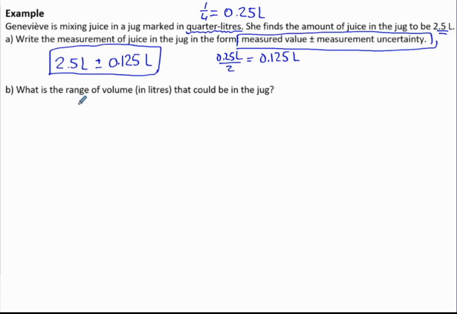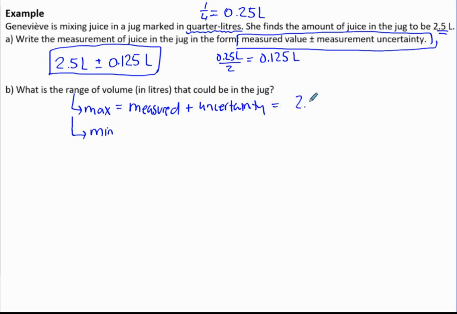And for part B, what is the range of volume in liters that could be in the jug? In order to find a range, I want to know what's the maximum amount that can be in the jug, and what is the minimum amount that can be in the jug. To find my maximum, I take my measured amount and my uncertainty. I think it's about 2.5 liters, but it could be 0.125 liters more. So I take my measured value and I add my uncertainty to it.